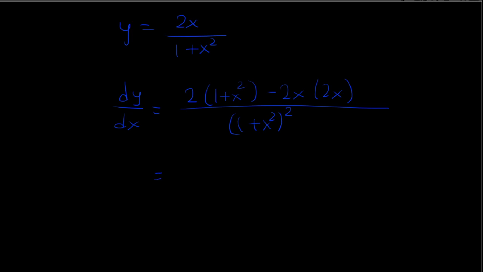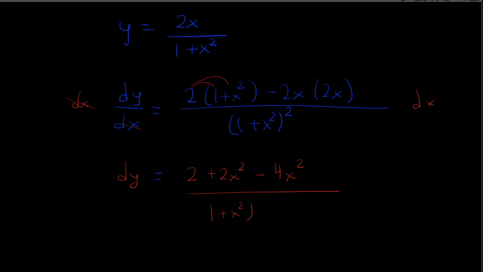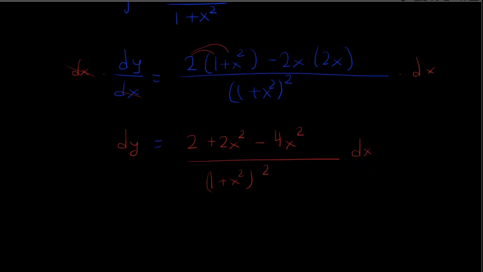So just to get this out of the way, I'm going to multiply both sides by dx. So I'm going to have a dy left. I'm going to distribute out the 2. So I'm going to have 2 plus 2x squared minus 2x times 2x is 4x squared over 1 plus x squared squared. Then I'm going to have the dx left over.